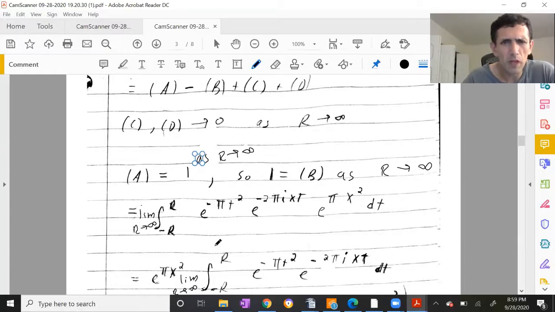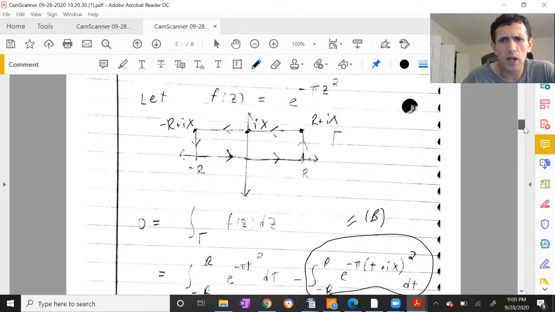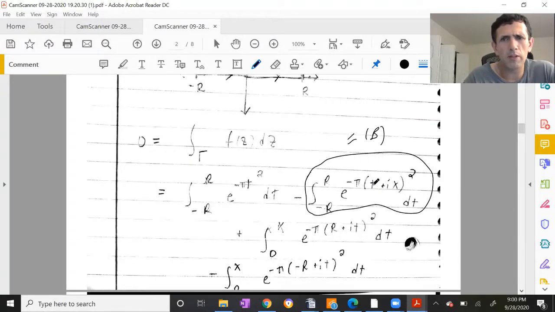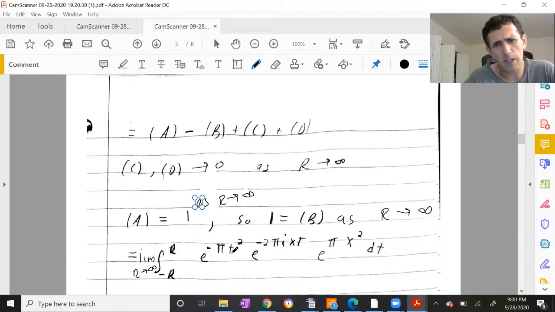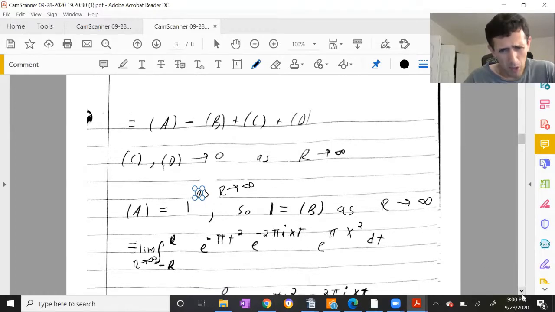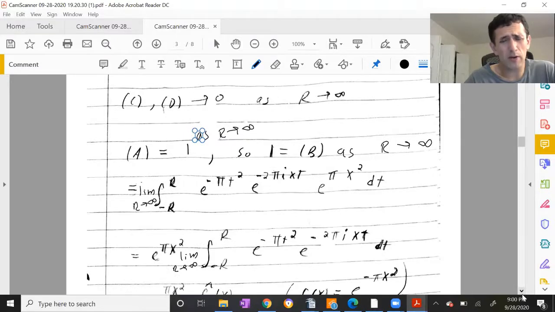But anyway. Right, so let's just expand out b. So when I do this here, it's minus pi parentheses t plus ix squared, which is minus pi parentheses t squared plus 2tix minus x squared. So that just becomes e to the minus pi t squared, e to the minus 2 pi i x t, and then e to the plus pi x squared. Well, I can pull out the e to the pi x squared, and as r goes to infinity, this is literally the Fourier transform that we're looking for.